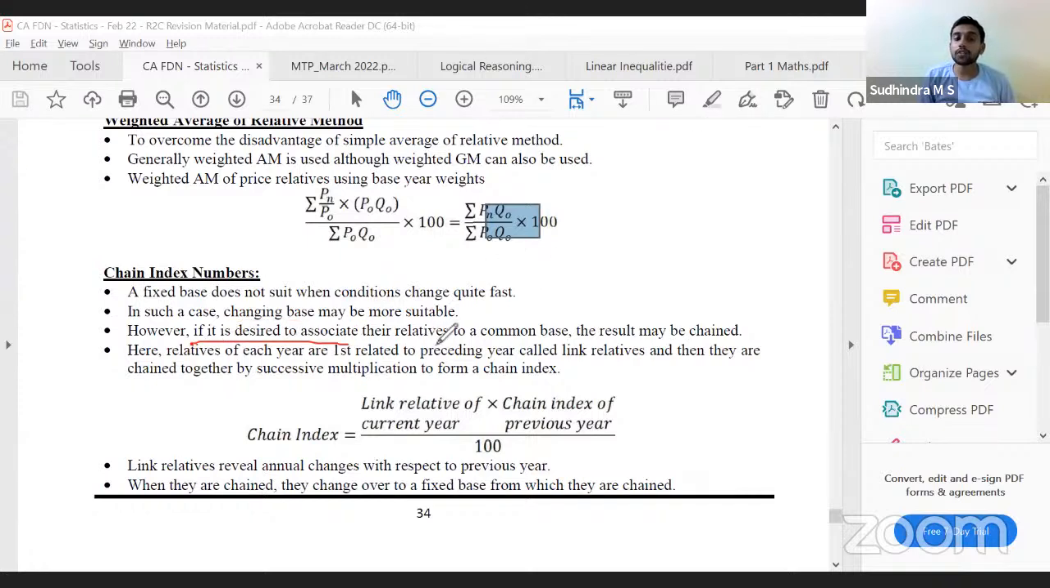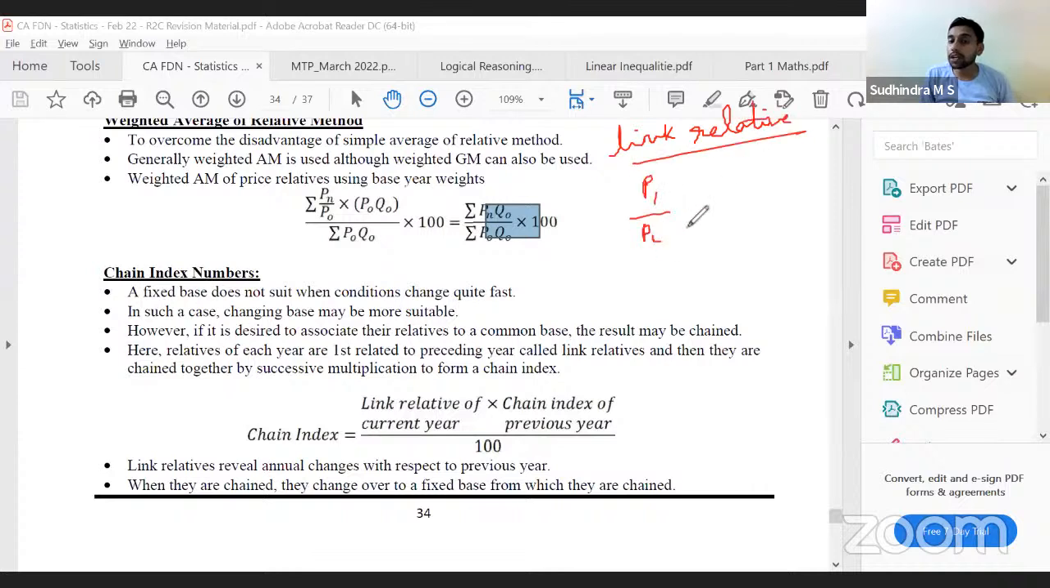However, if it is desired to associate the relatives to a common base, the result may be changed. So it's not that we are changing the base abruptly. We are giving importance to the original base also, but we are also giving importance to the recent index numbers. So how to do that? We will calculate link relatives. What is a link relative?